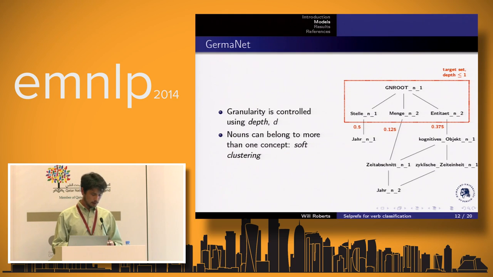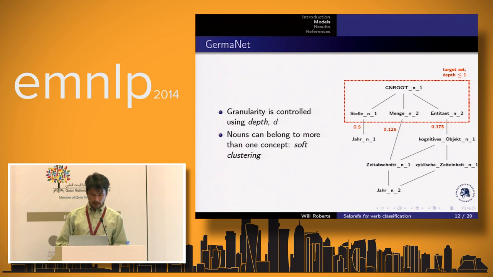Because we're interested in looking at granularity, we do this in a really simple way by defining a parameter we call depth, which is the number of hypernym links that connect a synset to the root node in the noun hierarchy. And then using depth, we create a target set, which you can see here in red, which is the set of all synsets that are at or less than depth in the hierarchy.